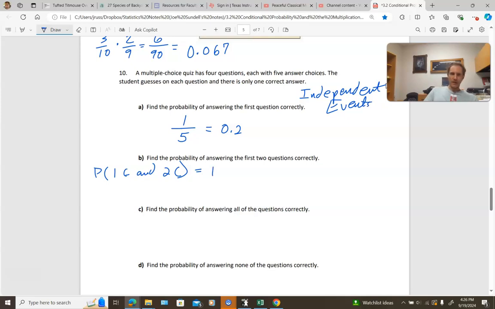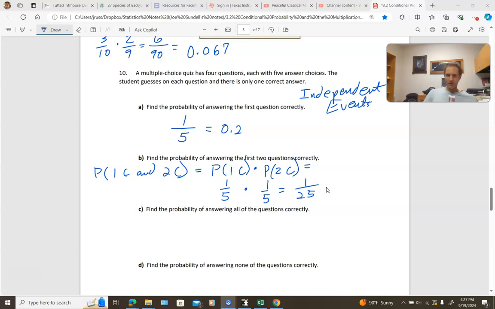All right, so because of that, this is going to be the probability of answering the first one correctly times the probability of answering the second one correctly. Well, the probability of answering the first one correctly is 1 out of 5 times the probability of answering the second one correctly is still 1 out of 5. Okay, so this is going to give us a product here of 1 out of 25, which as a decimal, guys, would be 0.04, or 4%, in other words.